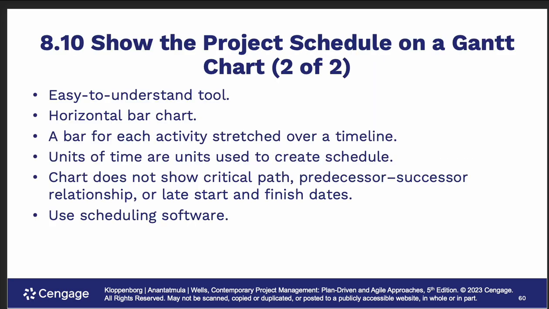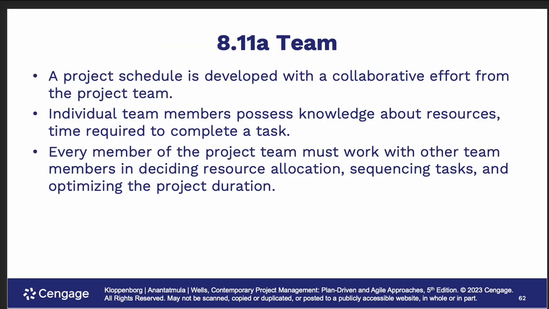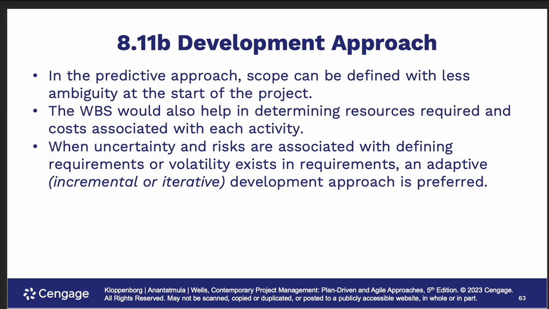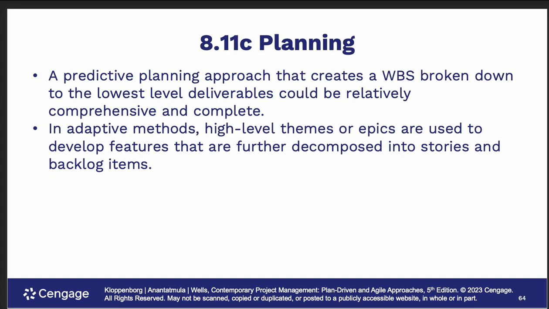So Gantt charts, an easy to understand tool, horizontal bar. Again, it's representing scheduling. Teams, allocating, sequencing resources, optimizing, communication. Again, this should roll you back to what we talked about in the past of how vivid or valid or important communication truly is. And I think that's probably as far as we need to go.